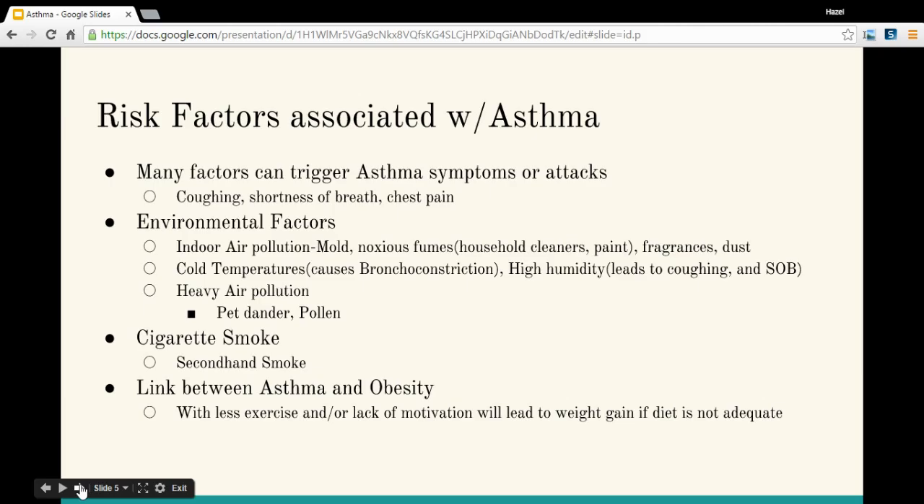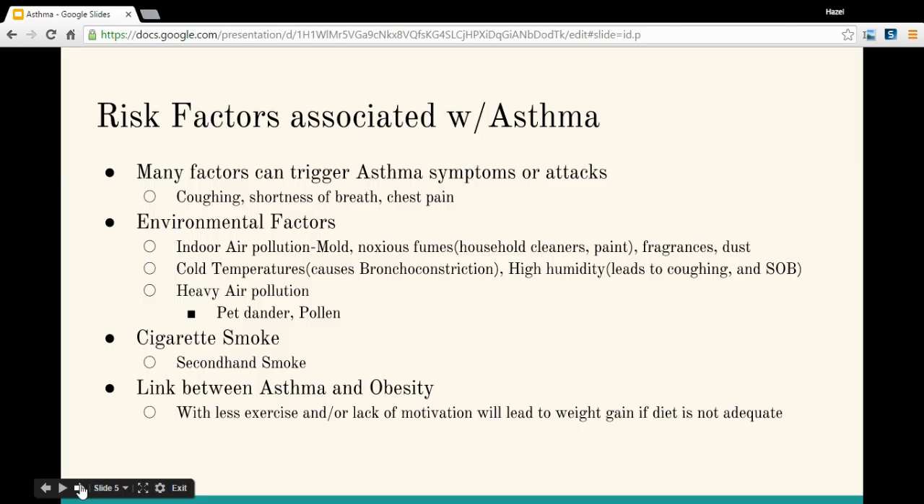Another environmental factor is cold temperature. There are some studies that say that cold temperature causes bronchoconstriction, which is just tightening of the airways. Also, high humidity can lead to coughing and shortness of breath. As for other factors, there's air pollution, which can be pet dander or pollen, which just irritates the lungs. Cigarette smoke as well.